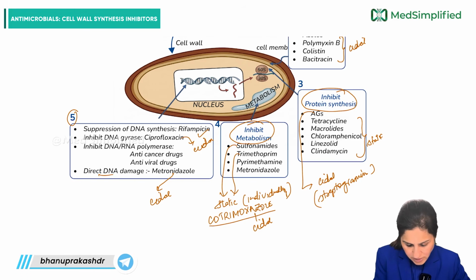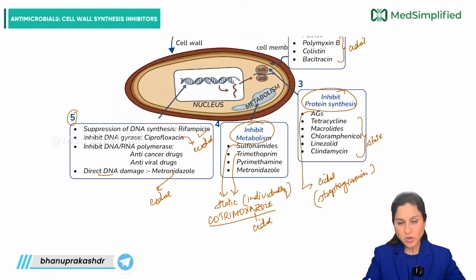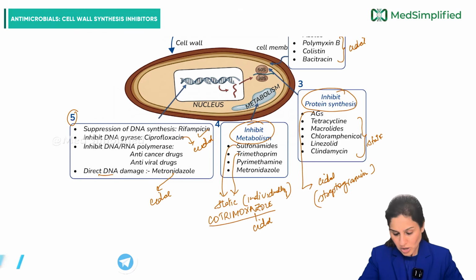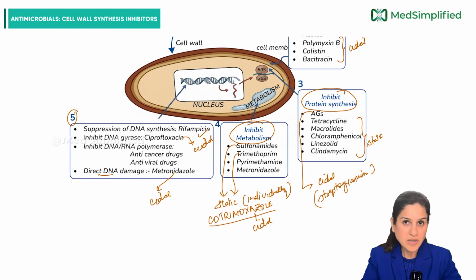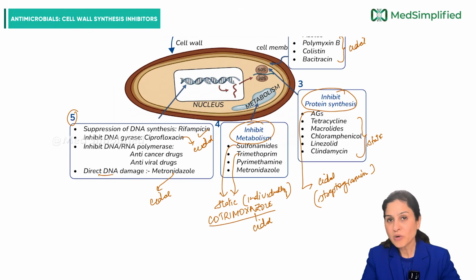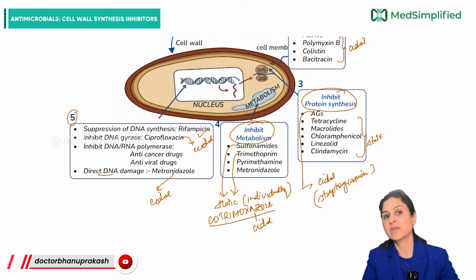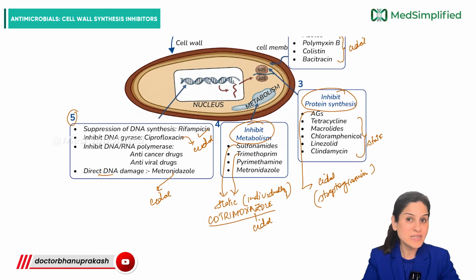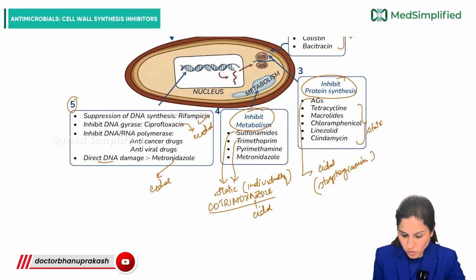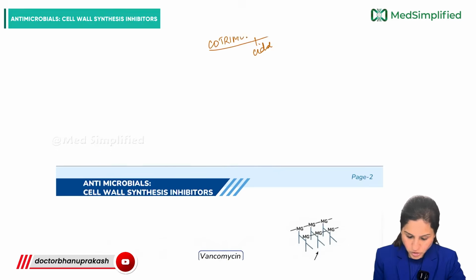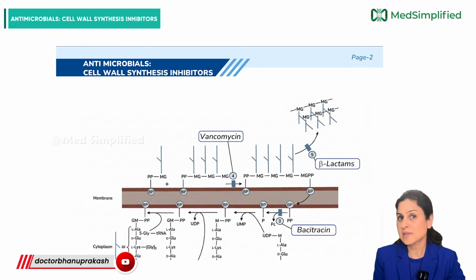All these drugs, the anti-cancers and all, target the various cell cycle phases. Again, they kill the cells. So these are the important drugs and their groups, how they are targeting the various sites on the bacteria, and whether they are cidal or static in nature. Moving on to the first point, we are going to do the cell wall synthesis inhibitors.